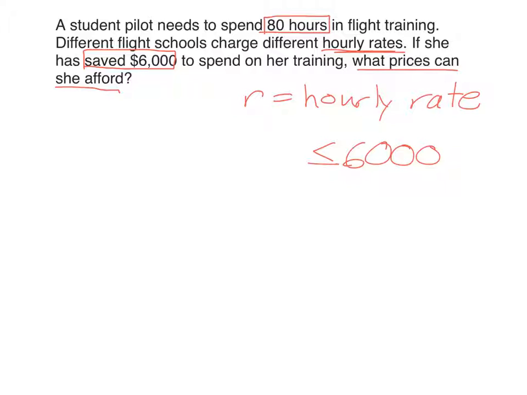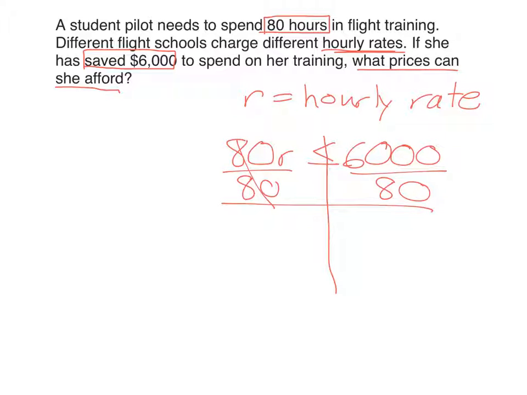So the cost that she's going to be charged is going to be 80 hours times the hourly rate. 80R is less than or equal to 6,000. Now to solve this, we divide by 80. Make sure we draw a line down through our inequality, and we get R on the left, we get 75 on the right, and we divided in this problem, but since we divided by a positive number, the inequality doesn't change. So she can afford rates of $75 or less for her flight training, $75 per hour or less.